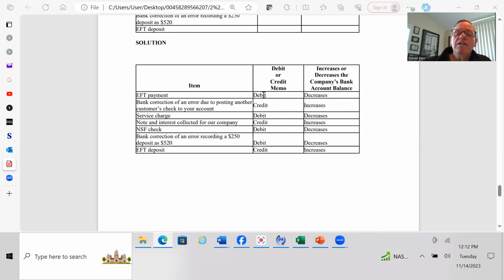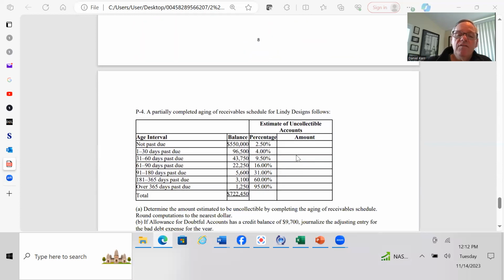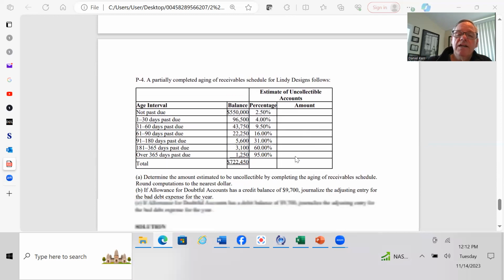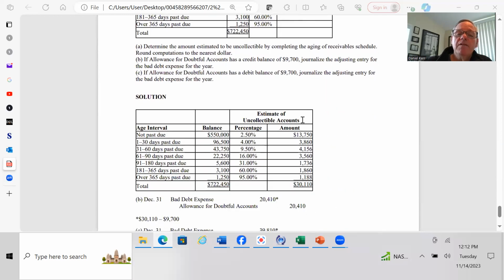So to get full credit on this, you had to get all these little boxes here correct. I was pretty generous in terms of my grading here, but to get a full 10 points, you had to get all those boxes correct. The next one was very, very similar to stuff we had done in class and similar to homework. So what you had to do is come up with the estimate of the uncollectible accounts, which was 30,110. So you had to multiply this balance here by the percentage that's going to prove uncollectible.